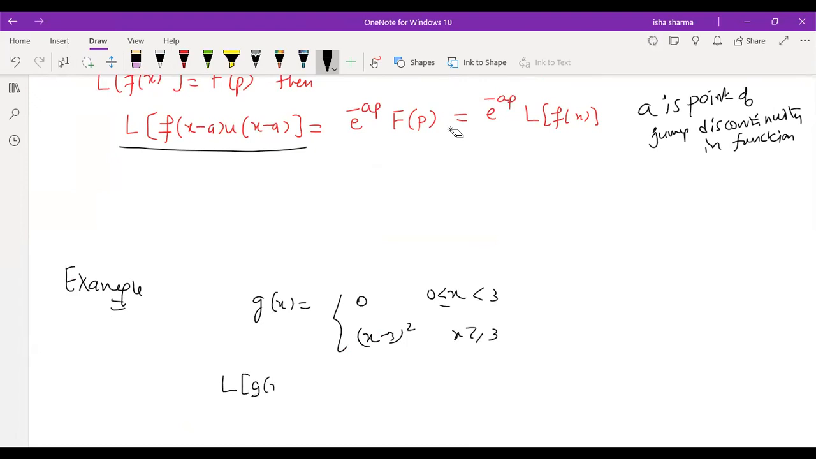Then we can find the Laplace transform of this by breaking the domain into two parts, because the definition of the Laplace transform is the integral from 0 to infinity of e raised to power minus px f(x). So instead of f(x) we have g(x) here. We know this is the definition, but since the domain is divided like that, we have to break at the point of discontinuity and then solve these individual integrals separately. We will get the answer. So we already know how to do that.